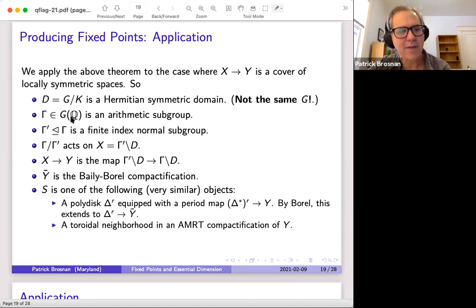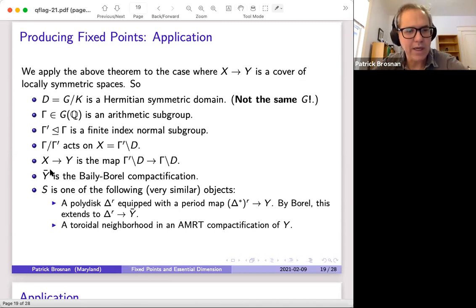Gamma is an arithmetic subgroup of G. And then we want a congruence cover. So we take gamma prime to be a normal subgroup of gamma. And then gamma mod gamma prime will act on X, which I define to be just gamma prime mod D. So just take that D and then mod out by gamma prime. And then the morphism X to Y that I want to consider is just the map from D mod gamma prime to D mod gamma, just mod out by more stuff.